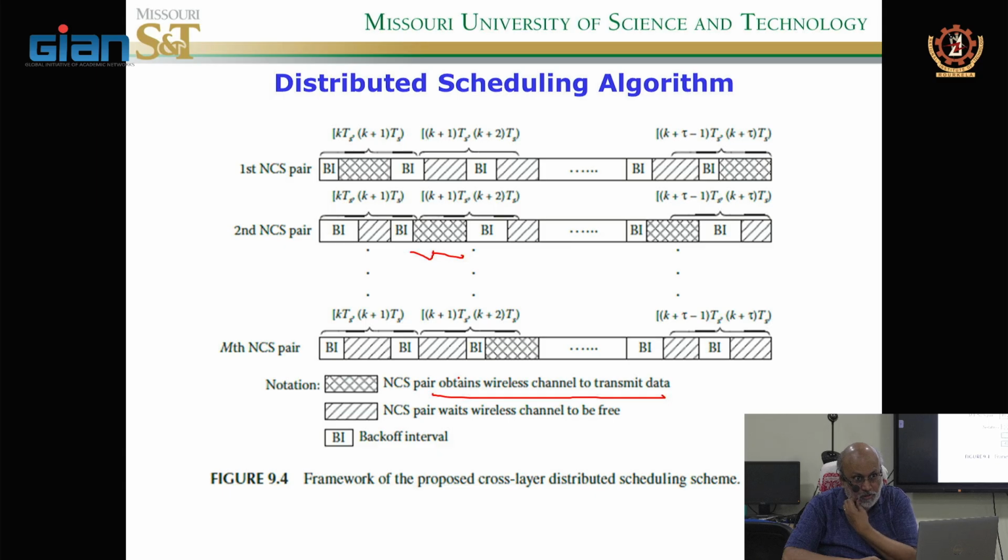Okay, you see that? Only one will be transmitting. So that's basically a schedule. And BI stands for back-off interval. You see that means that the subsystem is waiting for the channel to be free. This means that particular subsystem is transmitting data. And what data is it? It's basically the state vector.